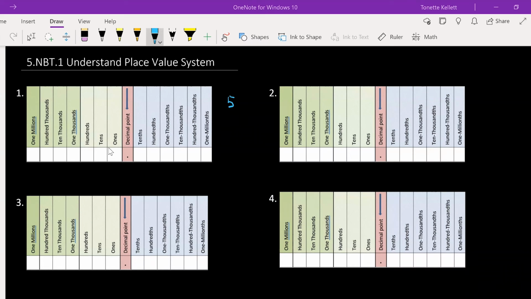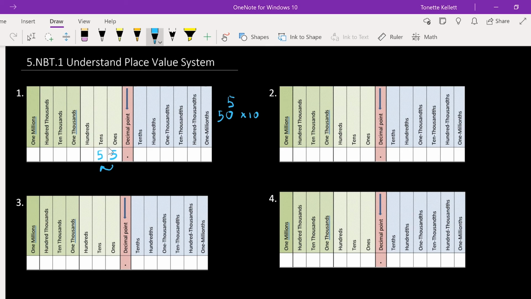Taking a look at number 1, I'm going to put a 5 right here in the ones place. If I have that 5 in the ones place, and I want to move it to the tens place, now I have a 5 in the tens place. That 5 in the tens place would become a 50. In order to have a 5 in the tens place, I would have had to have multiplied 5 by 10.